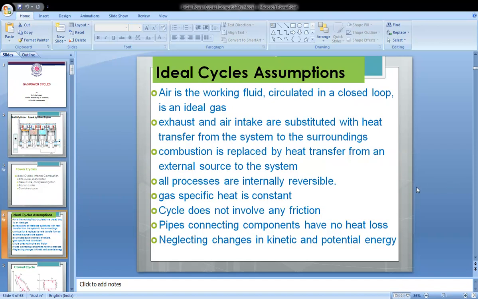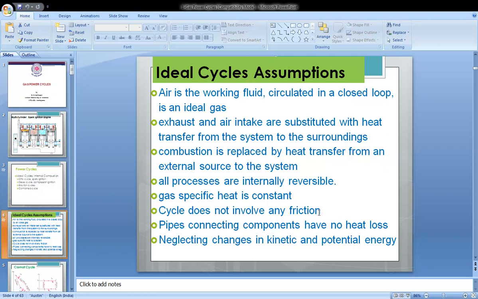Before discussing the ideal cycle, we make some assumptions. Air is the working fluid, circulated in a closed loop, and is an ideal gas. Exhaust and air intake are substituted with heat transfer from the system to the surroundings. Combustion is replaced with heat transfer from an external source to the system.